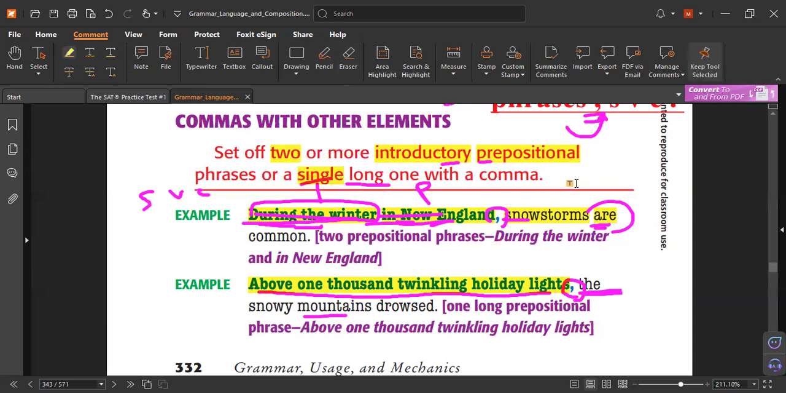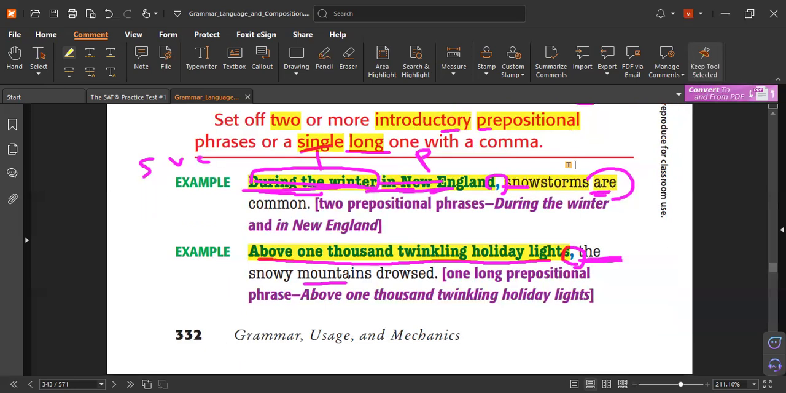What if it's not long? We don't need commas. Long means many words. Short means one word or two. For example, if I said in 1989, this is short, two words. So do we need a comma? No. Here it's optional. The writer can use it or not. It depends on him.